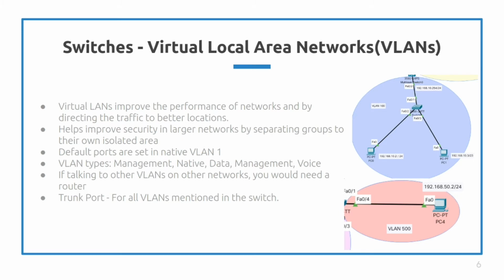VLANs are a big topic, but a generalization would be that they are used for better performance in networks, and it helps direct traffic to the location easier. VLANs improve security because they are able to isolate groups logically. This means that VLANs would be looked at as if they were in separate physical locations. There are many different types of VLANs, and the default one is called a native VLAN. All interfaces on the switch are automatically set to this VLAN.